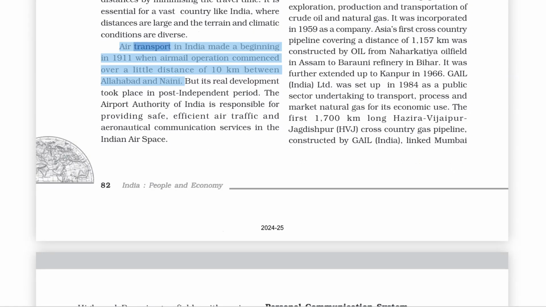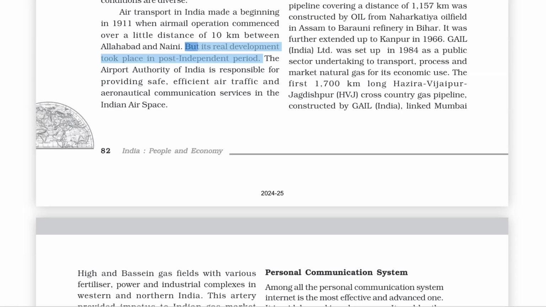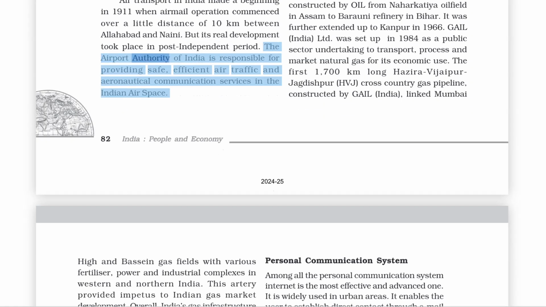Air transport in India made a beginning in 1911 when airmail operation commenced over a little distance of 10 kilometers between Allahabad and Naini. But its real development took place in post-independent period. The Airport Authority of India is responsible for providing safe, efficient air traffic and aeronautical communication services in Indian airspace.